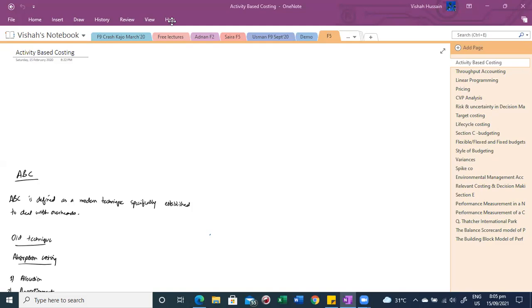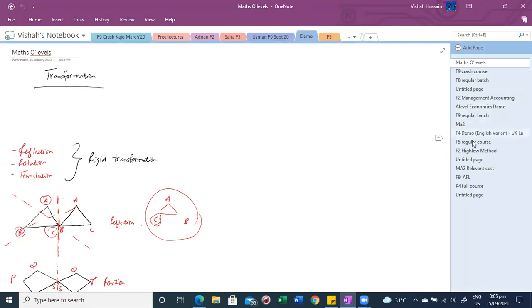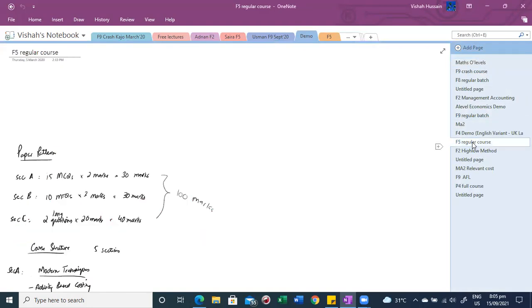Now, in F5, the first thing that we need to discuss is what F5 is about. So F5 is performance management. And you know that in performance management, we are going to discuss the different processes. We are going to discuss the manufacturing methods that a company goes through. How is the company managed internally? All of that is going to be discussed in F5.